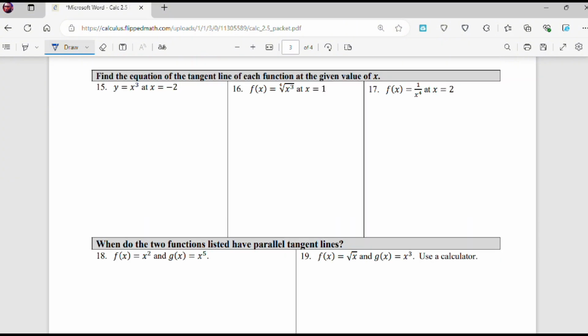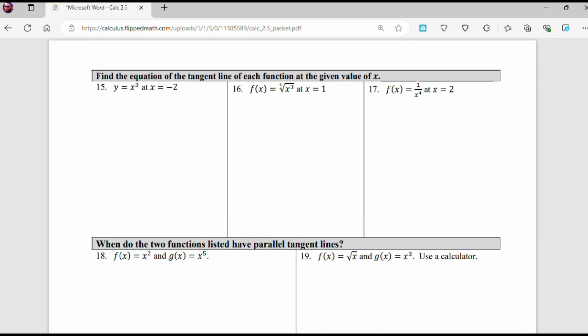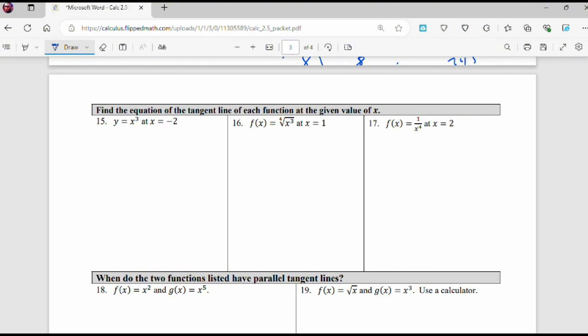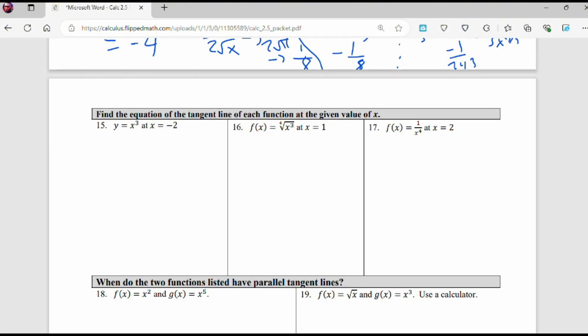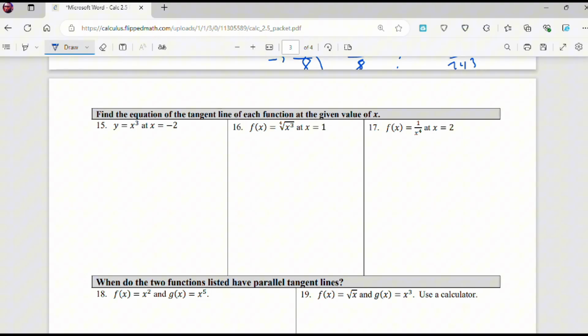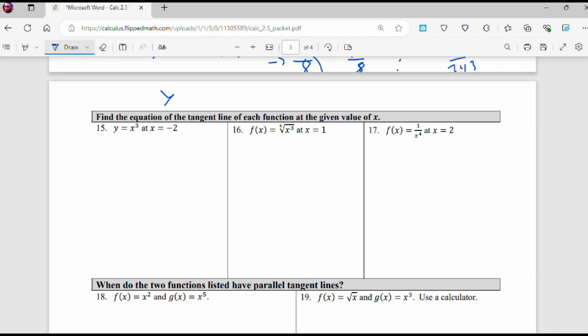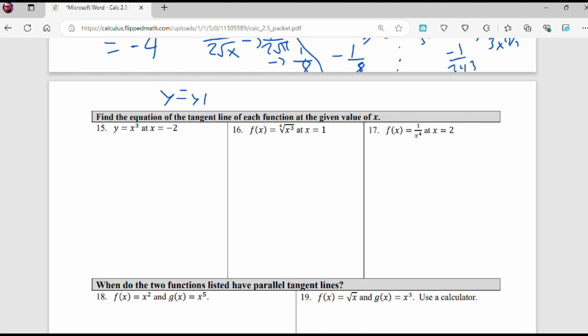So we are asked to find the equation of the tangent line of each function at the given value of x. If you've noticed, the tangent line comes up pretty frequently so far in AP Calc, and it's important to remember the equation. Just in case you forgot, y equals y1 plus dy/dx, or m, times x minus x1. With that being said, let's start with 15.